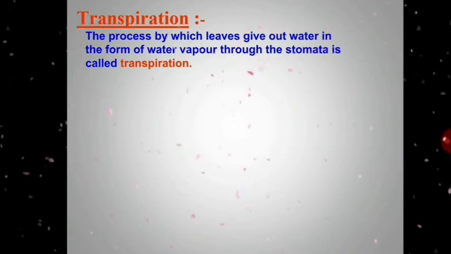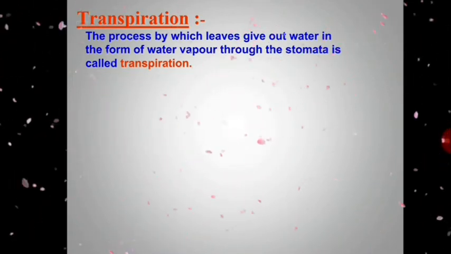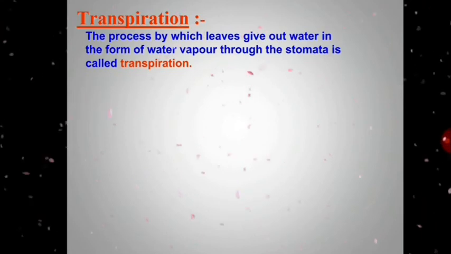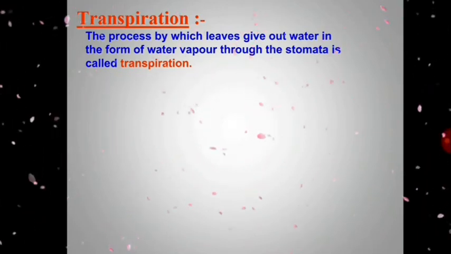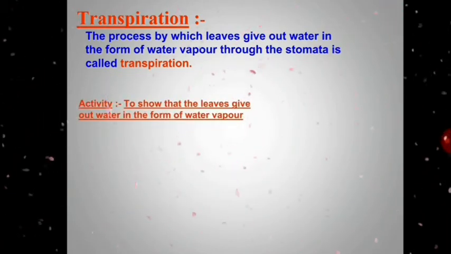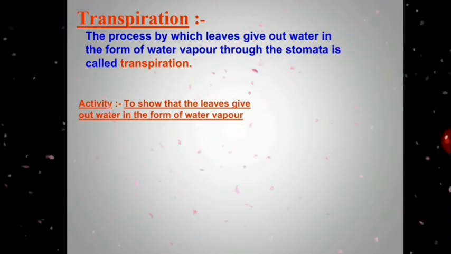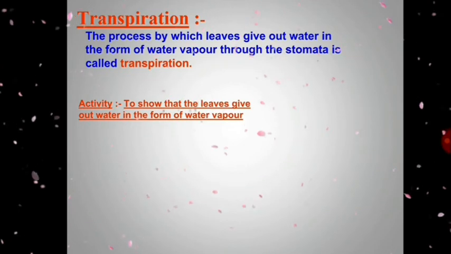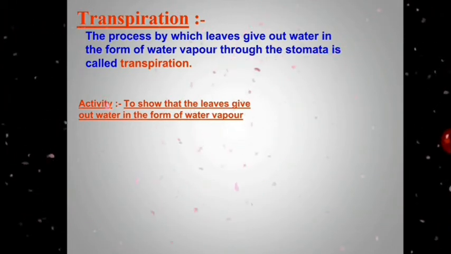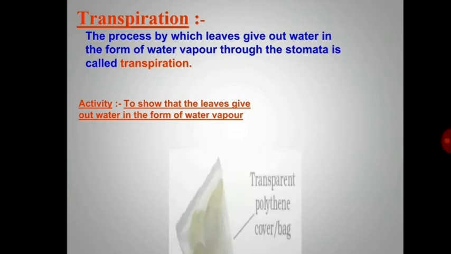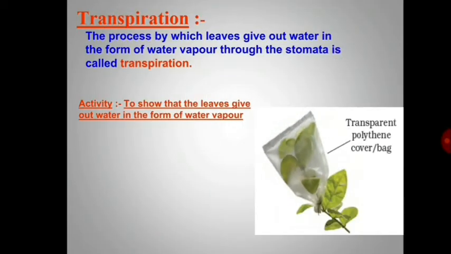Transpiration. Just now we have discussed the process by which leaves give out water in the form of water vapor through the stomata is called transpiration. Stomata are the tiny openings present on the surface of the leaf. Let us do an experiment to show that the leaves give out water in the form of water vapor.